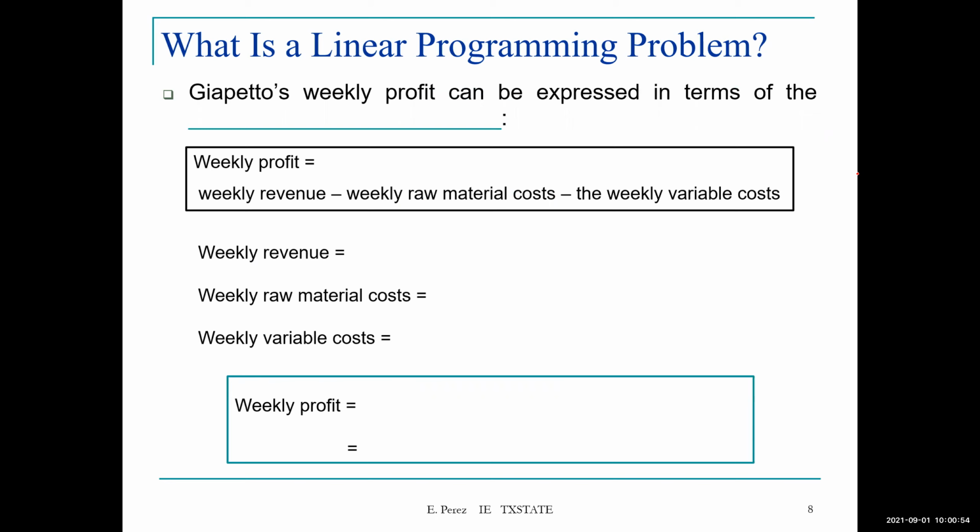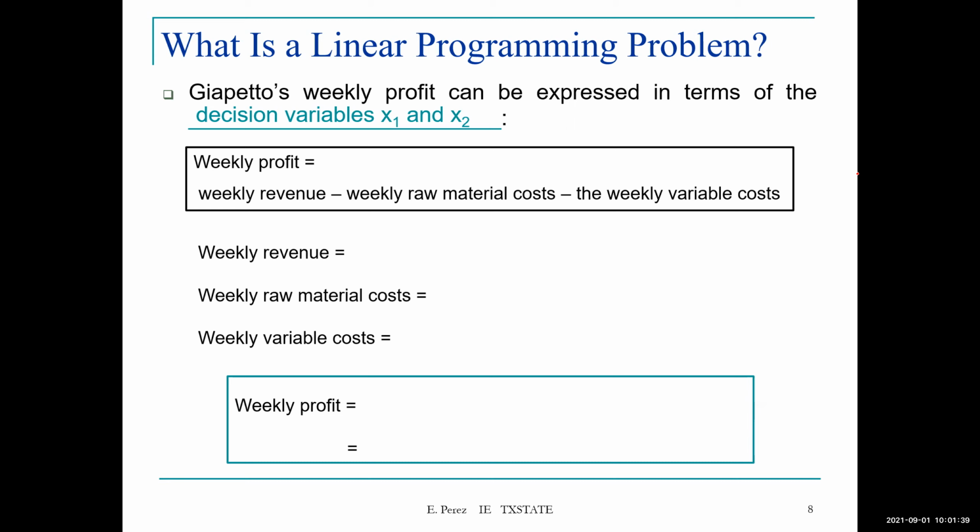So, defining the objective function, Beto's weekly profit can be expressed in terms of the decision variables x1 and x2. The weekly profit is going to be equal to the weekly revenue minus the weekly raw material cost minus the weekly variable cost, right? You're taking the price of the product times the number of units that you're selling, and then subtracting the raw material costs used to produce those, and also the cost of building those units.